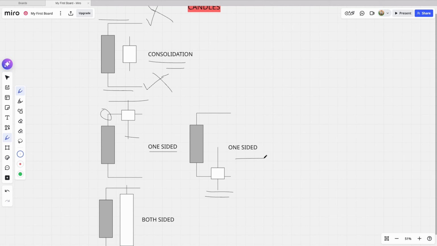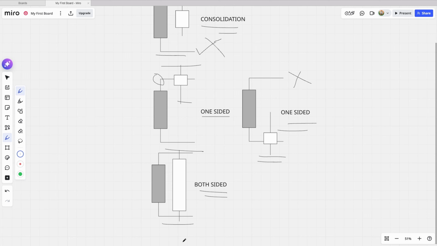The third and final thing price can do is take out both sides of the range. In this situation, price runs buy-side liquidity and sell-side liquidity within the same candle. It takes out the previous high and the previous low. This is what we call a two-sided move. This usually represents manipulation or a candle that is seeking liquidity on both sides before deciding direction. So to summarize, every candle is either consolidating, taking one side, or taking both sides. There's nothing else it can do.